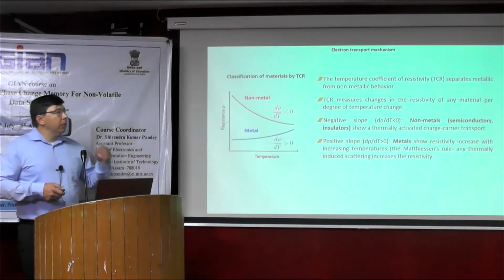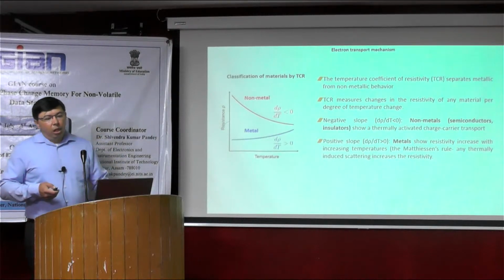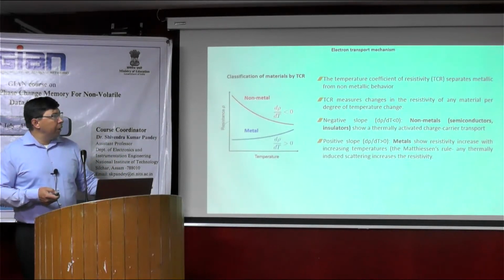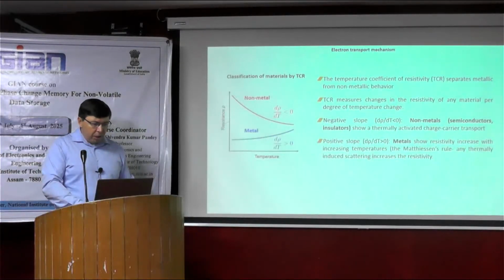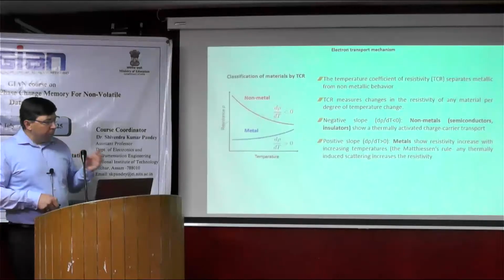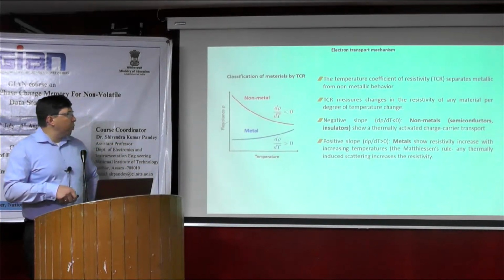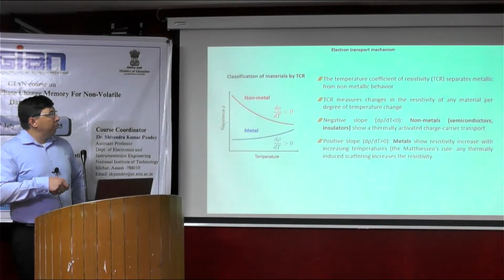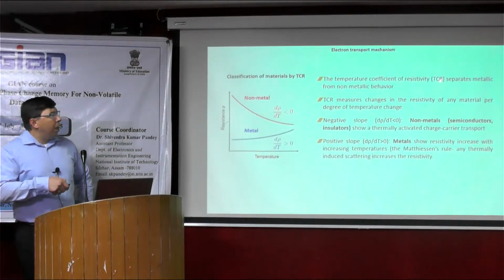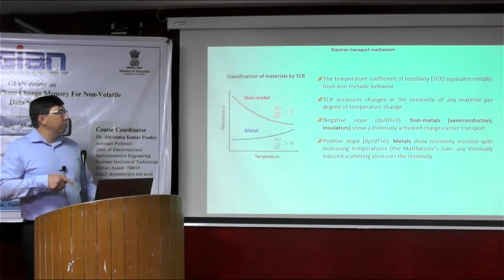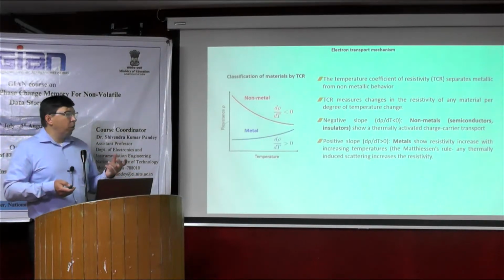Now, one more important property of materials is electron transport, and we consider the electron transport mechanism in phase change materials. But before showing some results, I would like to give a short introduction to electron transport: how to classify materials by the temperature coefficient of resistance. This TCR can separate between metallic and non-metallic behavior of your materials.